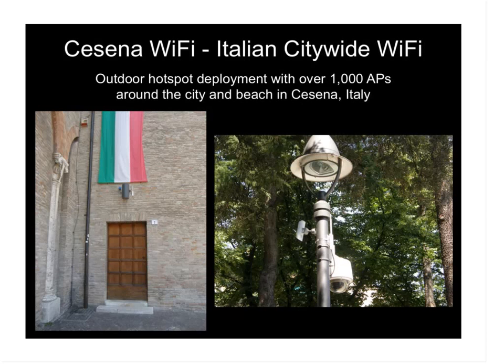And then here's another example where we have a municipal Wi-Fi deployment. This is a fairly large-sized deployment. This is an Italian city, Cesena, which has done a municipal Wi-Fi deployment, and it's a beach town, so they have about 1,000 access points all over the city and the beach to deploy municipal Wi-Fi or public Wi-Fi. And if you look closely at the picture on the left and on the right, you'll see one of our little outdoor access points there, just to the right of the light fixture and just to the right of the pole.